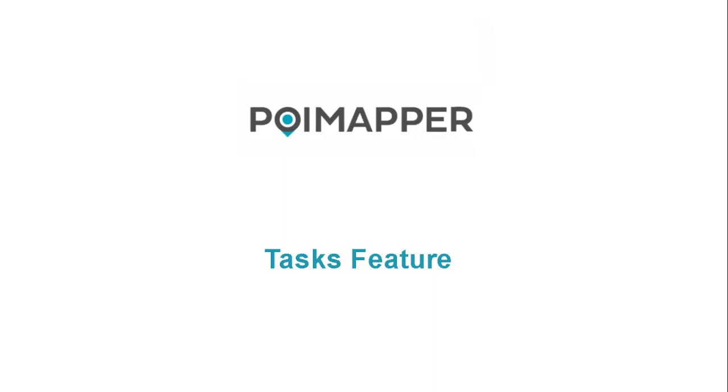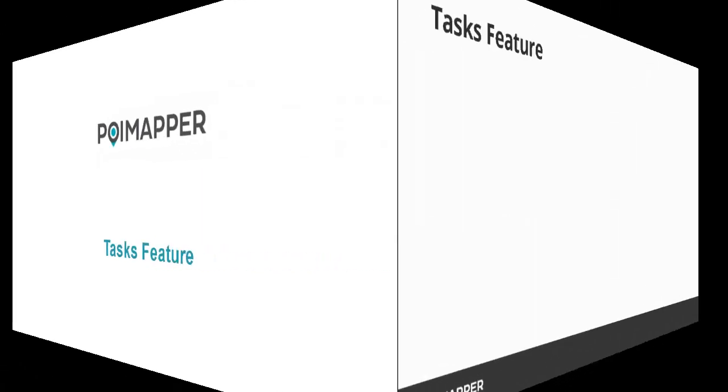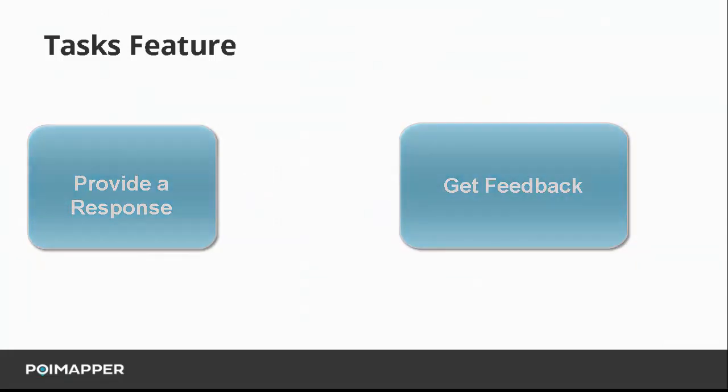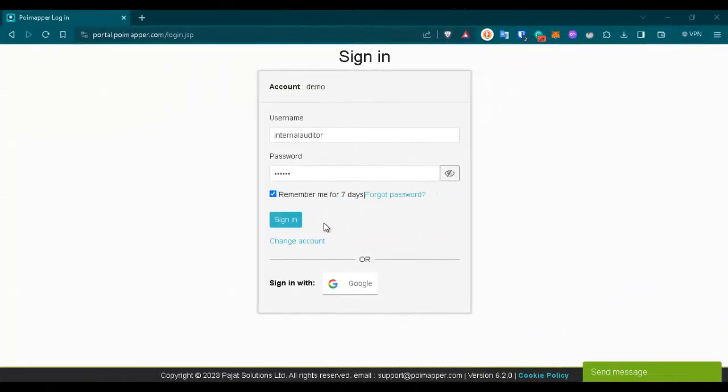In this video, we will show you how tasks are assigned, updated, and monitored. Task is a feature on Poimapper. It can be used in situations where teams need to provide and get feedback on the data points they are working on. To create a task, log into the Poimapper portal.